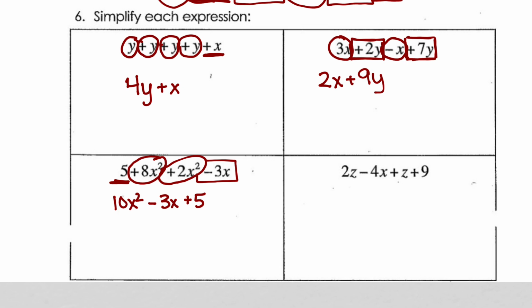Okay, finally, the last one here. Let's start with this negative 4x. Is there anything that I could combine with negative 4x? No, so I'm going to write negative 4x. I do see a 2z here. Can anything be combined with 2z? Yeah. Positive z. So if I've got 2 over here and 1 over there, altogether I have 3 positive z's. And then finally, there's that lonely little positive 9 down there, but I can't lose it. I got to keep it. Okay?